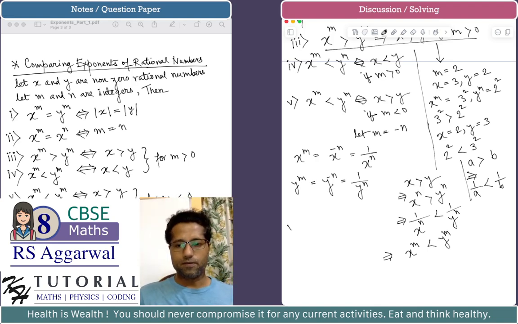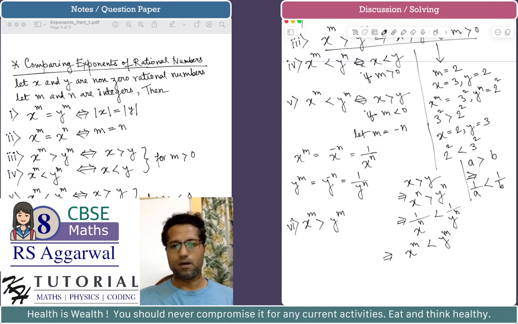Now 5, 6, it says that if x is less than y, then the inequality will change. x to the power m will be greater than y to the power m. If x to the power m is greater than y to the power m, this will imply that x is less than y, where we know that m, the power, is less than 0.